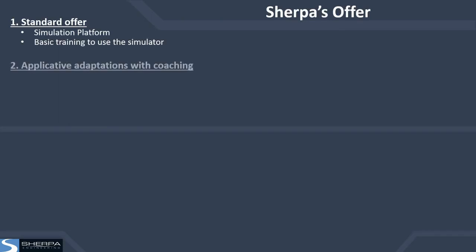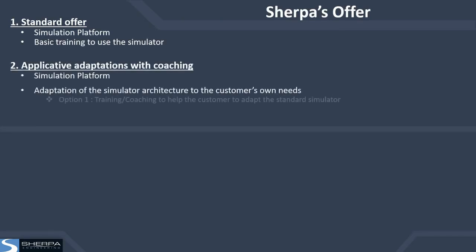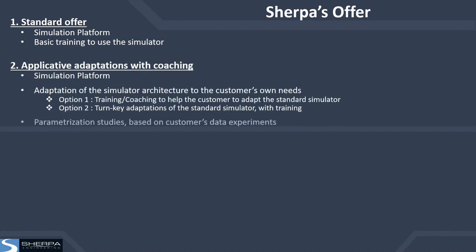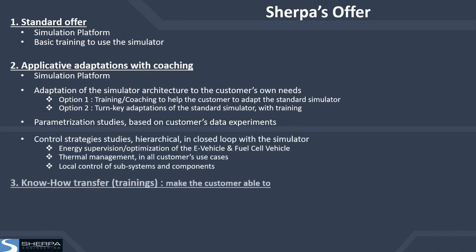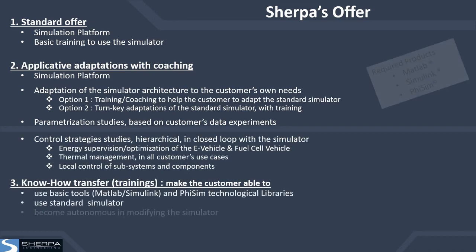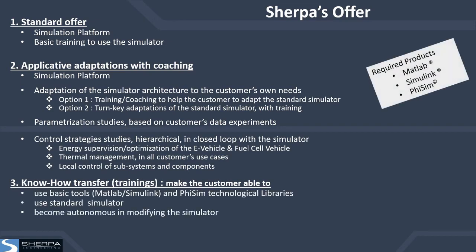The first one gives access to this benchmarking platform and comes with basic training on how to use it. The second one is a customized one. Not only do we provide access and training, but we also can help you adapting the simulator's architecture to your own needs. And lastly, our most in-depth offer aims to make you able to use, modify, and create your own models using Simulink and our FISIM modeling libraries. This would make you able to become autonomous in using and modifying simulation platforms such as this one.